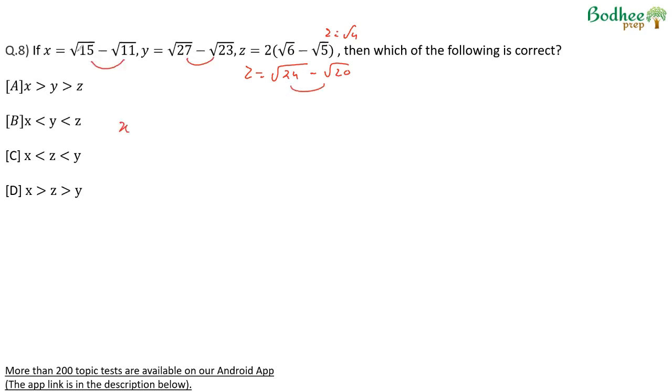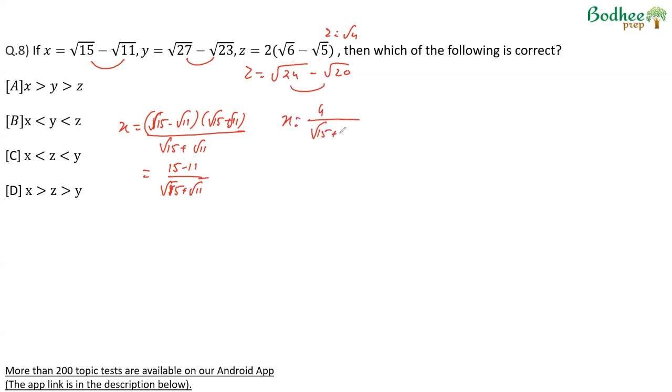So I rationalize this, or multiply and divide by the conjugate. So this can be written as root of 15 minus root of 11 into root of 15 plus root of 11 by root of 15 plus root of 11. And therefore x will be nothing but 15 minus 11 by root of 15 plus root of 11. Therefore x can be written as 4 upon root of 15 plus root of 11.